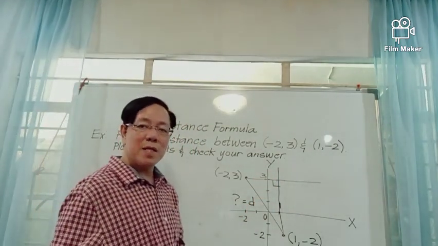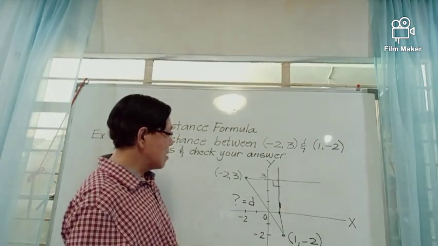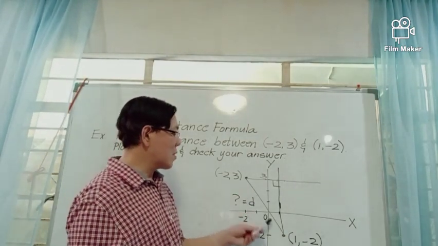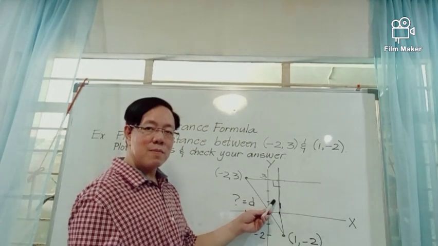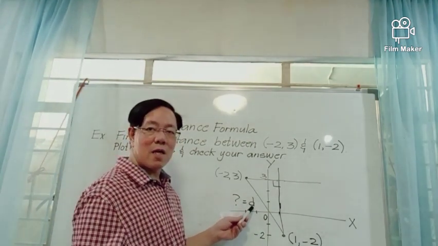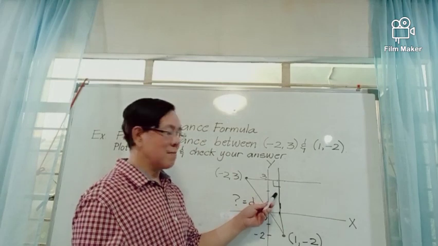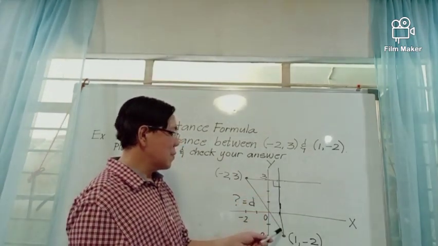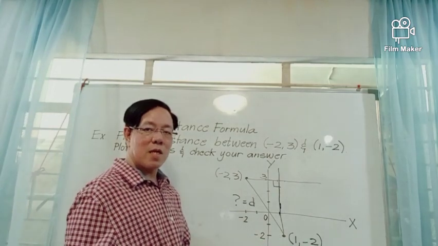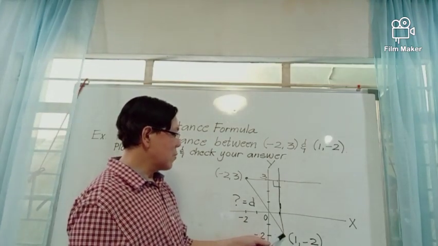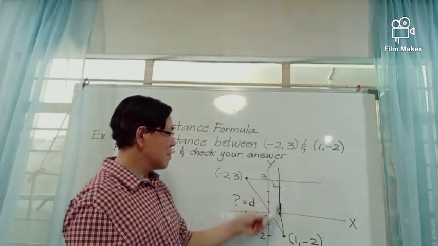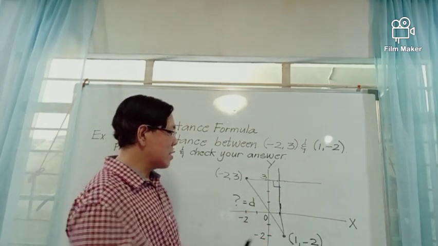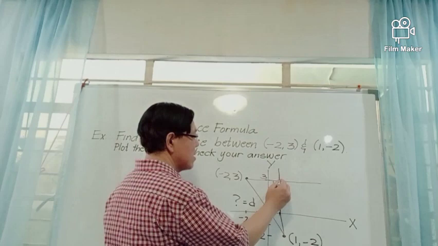Now we have a right triangle. Again, you can see the distance d that we want is the hypotenuse of this right triangle, because it is the side opposite the right angle. Now we find the lengths of these 2 sides of the right triangle. We start with this side of the right triangle through this point and this point at the right angle.